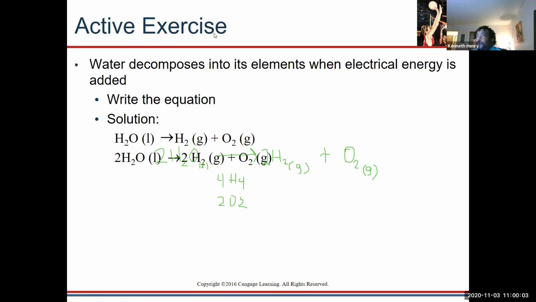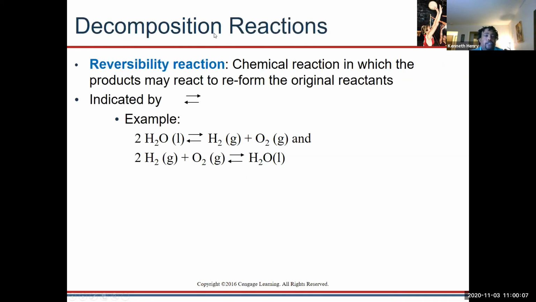Okay, so certain reactions are reversible or they form equilibrium, right? So this reaction is a reversible reaction. It can go both ways, and so we will have both arrows.